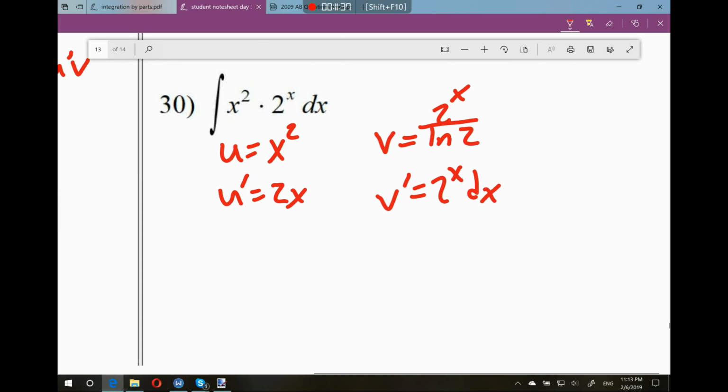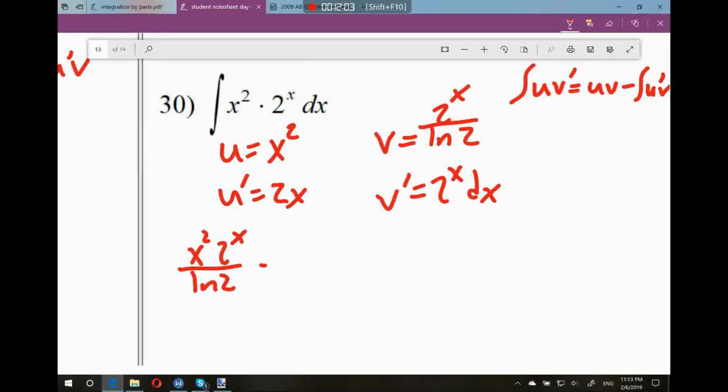Alright, so now I'm going to plug into my formula. Let me write our formula one more time. If you integrate uv prime, you'll get uv minus the integral of u prime v. So I have uv, this is x squared 2 to the x over ln 2, minus our integral of u prime v, 2x 2 to the x over ln 2.